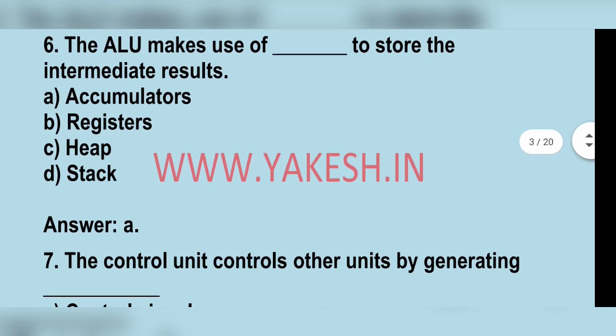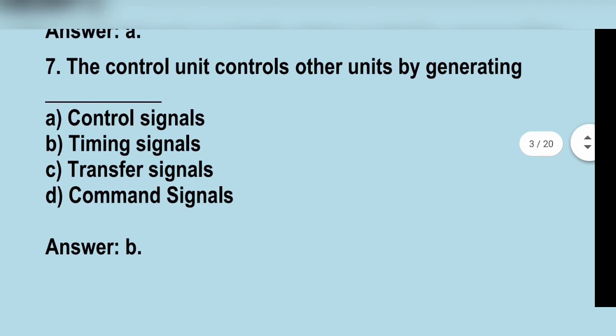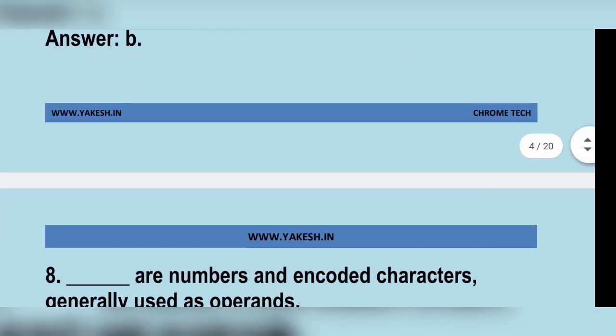The ALU makes use of option A, accumulator, to store intermediate results. Option A is the correct answer. The ALU makes use of the accumulator to store the intermediate results. Next question. The control unit controls other units by generating dash. Option B, timing signals. Option B is the correct answer.